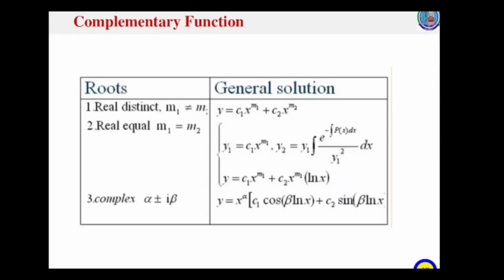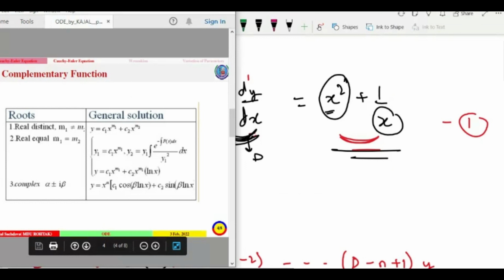So from here you can see when we have real and distinct roots, m1 is not equal to m2. The general solution in this kind of equation we get is c1 x raised to power m1 plus c2 x raised to power m2. You can see from here what we have done.